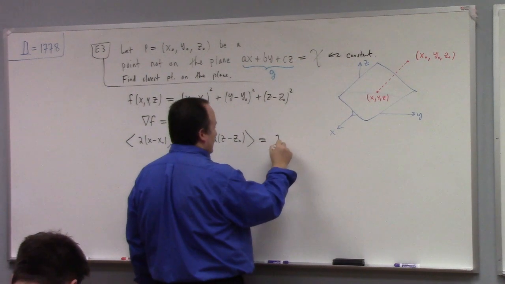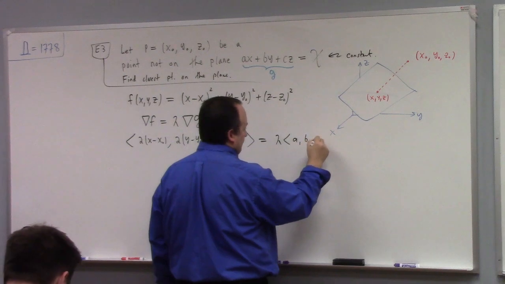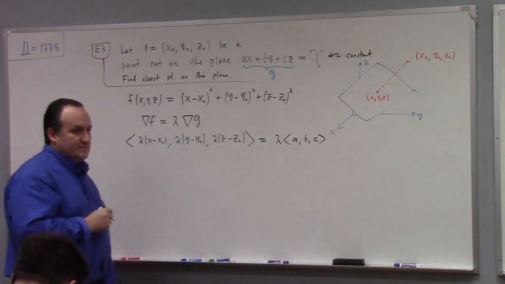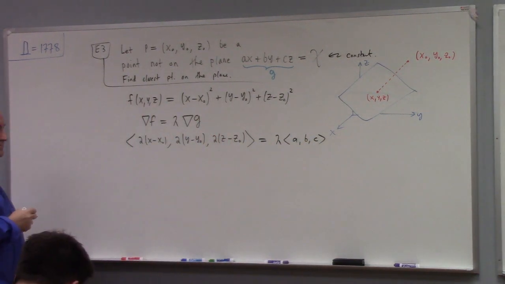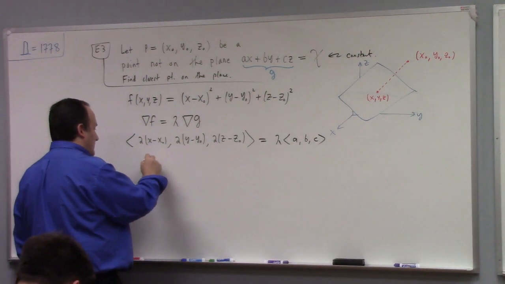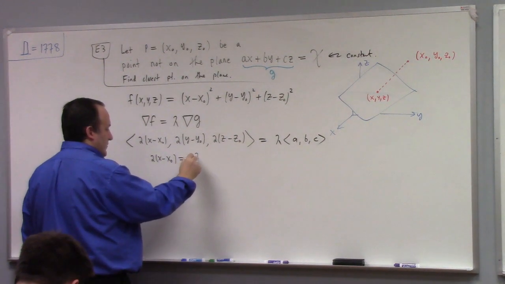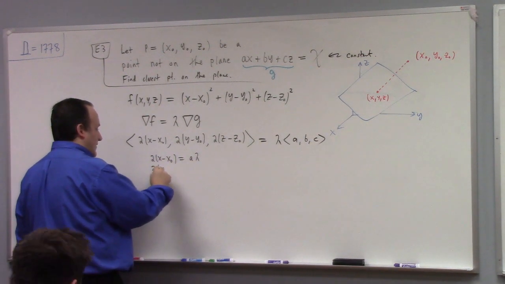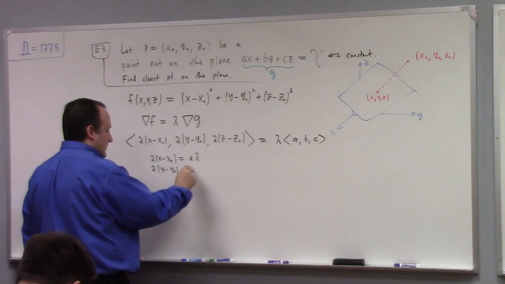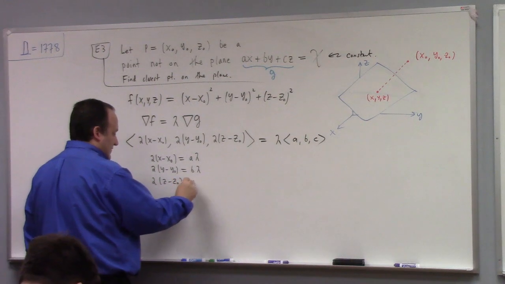Anyway, so there you've got lambda, gradient of g. What's gradient of g? Well, a, b, c. That's that. So yeah, this gives us what equations? This gives us 2 times x minus x naught is equal to a lambda. 2 times y minus y naught is equal to b lambda. 2 times z minus z naught is equal to c lambda.